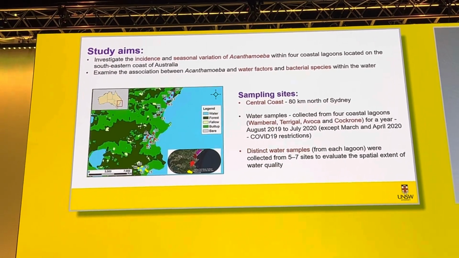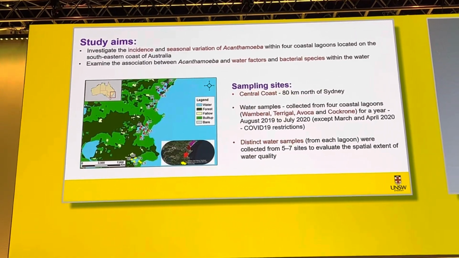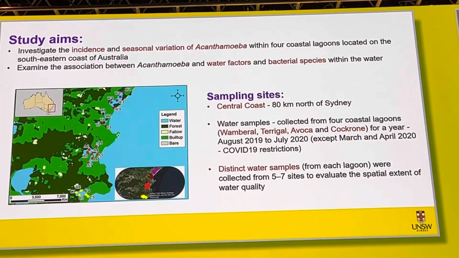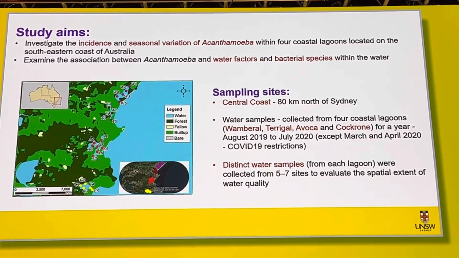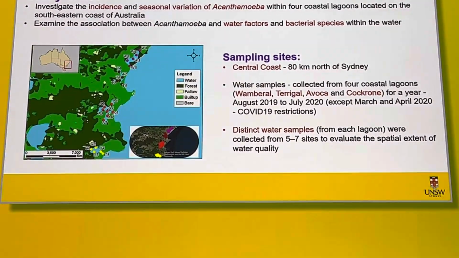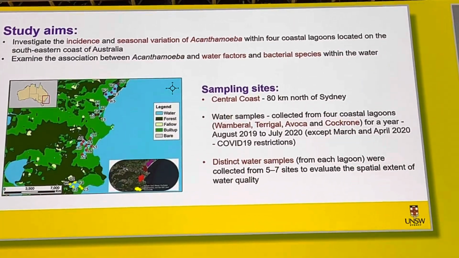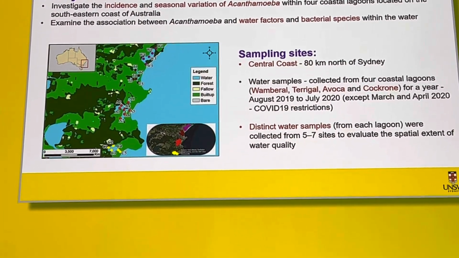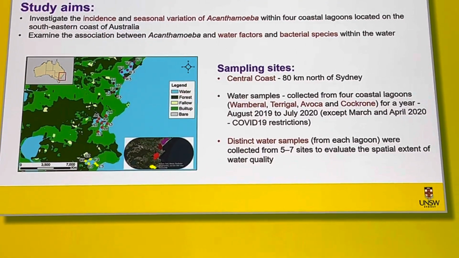So as I said, at Central Coast, 80 kilometres north of Sydney, we had 4 of these lagoons. We were able to look at the seasonal variation because we did it over 12 months with some slight delays due to COVID. We had 5 to 7 sites at each of the lagoons to get a representative of the area.